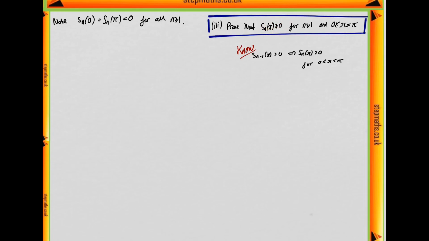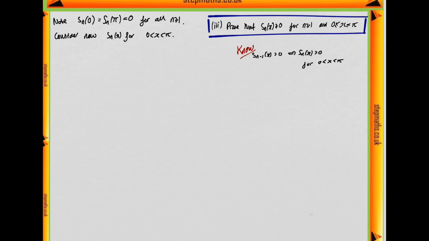Great. So finally, we just want to show that all the other points will be bigger than 0. Well, let's use what we have here. If we can show that it's bigger than 0 for some n, then we know that will be bigger than 0 for the next one, and so on inductively.